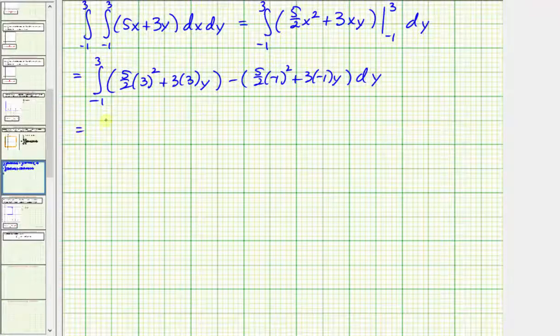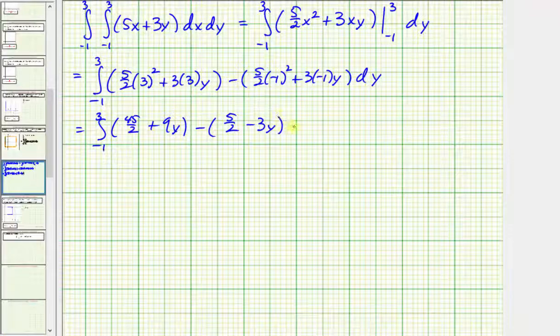Now I need to simplify. So here we're going to have 5 halves times 9, that's 45 halves, plus 9y, minus the quantity here we'll have 5 halves, and then minus 3y. Simplifying again, we have 45 halves minus 5 halves, that's 40 halves or 20. Then we have 9y minus -3y, or 9y plus 3y, which is 12y.